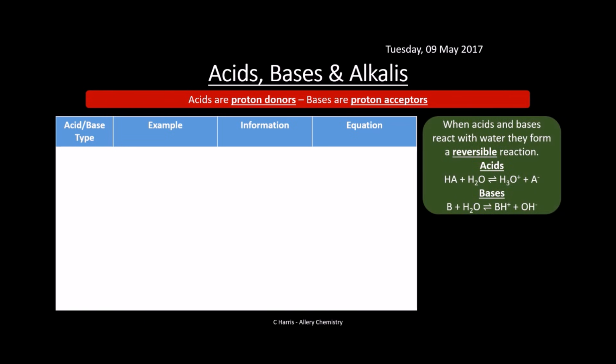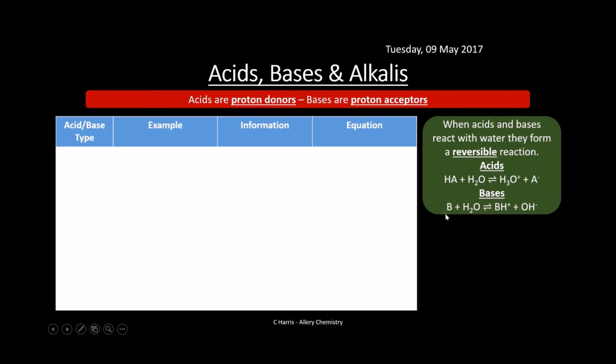Okay, so when acids and bases react with water, they form a reversible reaction. And you can see here we've got acids. Acids can be represented with HA, just means an acid, plus water, and it forms this H3O+ ion and A-. And obviously this is actually what makes things acidic. We call it a hydroxonium ion, or hydronium ion, it's also called.